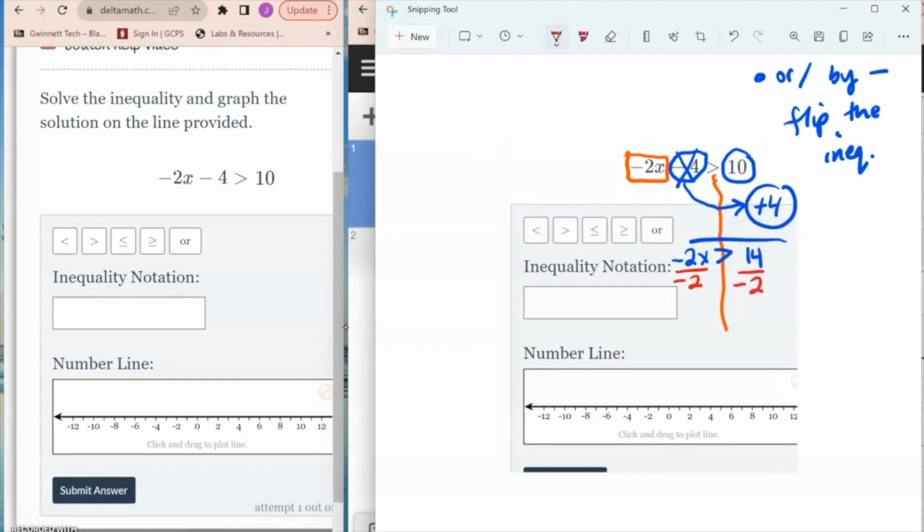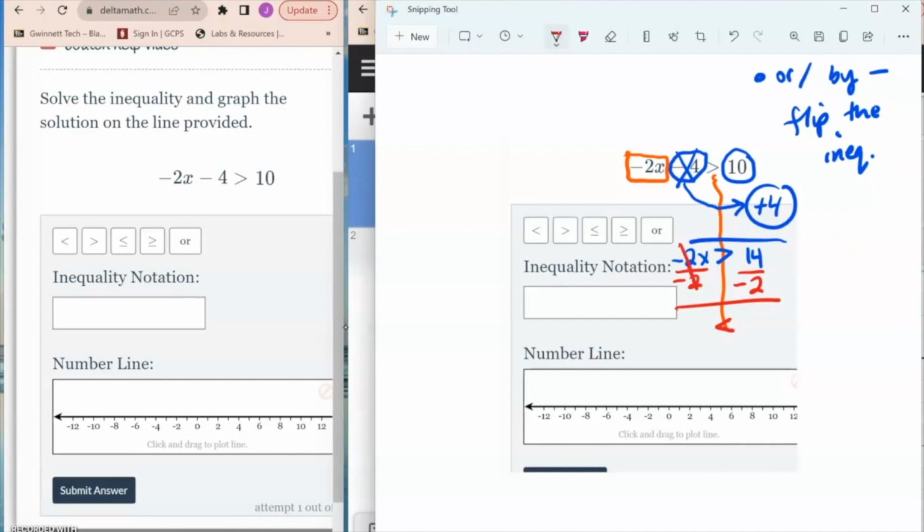And immediately, because I'm dividing, I look, did I multiply or divide by a negative number? I did. So because I did, I have to do what? I have to flip the inequality. So this is going to change from greater than to less than. Okay, so again, if I multiply or divide by a negative number, flip the inequality. Now, if it wasn't by a negative number, if this is not negative on the bottom, then I just leave it the same.